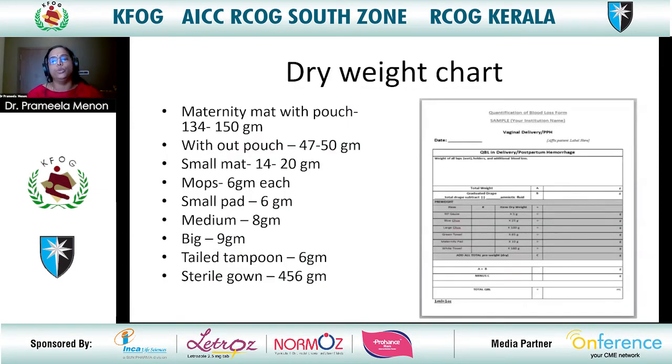So what should you do? In your labor room, you should have a dry weight chart. When I asked, across different institutions are using different packs. In some packs, the dry weight of each item will already be labeled, but in some other packs, it might not be there. So for the pack which you are using, find out the weight of each mop or each thing inside it and put it in your labor room. So that dry weight chart should be there. Then the remaining part is very simple.